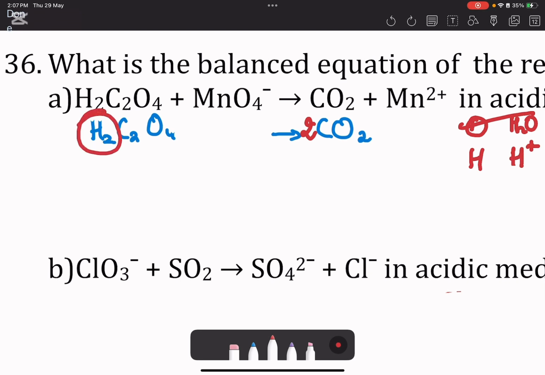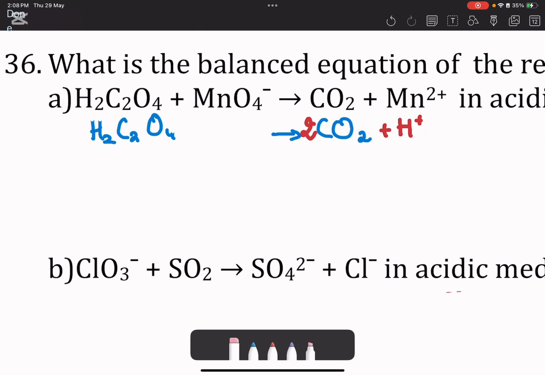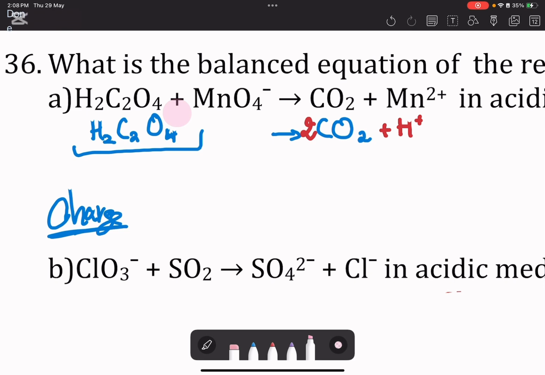So let's count. I have 2 hydrogens here, and on this side, I don't have any hydrogen. So in order to balance the H, you add H+ on the side that needs hydrogens. So you add H+ over here. Now you're done with balancing atoms O and H. Now the last part is to balance the charge. In order to balance the charge, you need to count the charge on each side. There is no charge over here, so overall, it is 0.